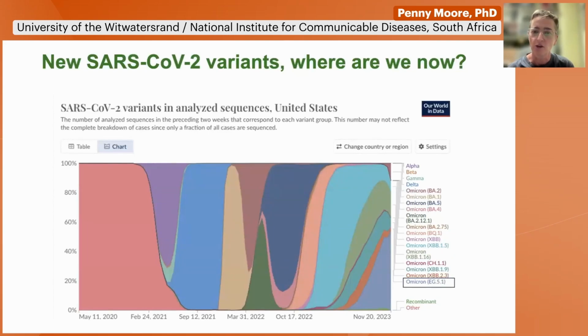So this is where we are in the US, approximately 50%, as I said, of new infections being caused by EG5.1, but it's not entirely dominant. As you can see, there are still other variants co-circulating in the US. And that's very much true of the rest of the world.